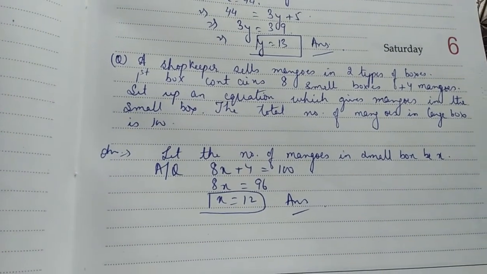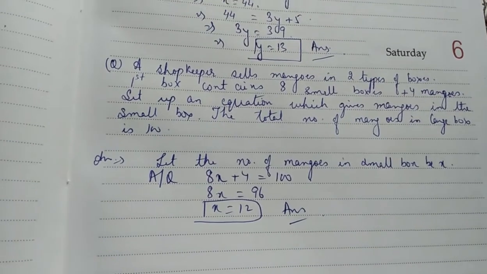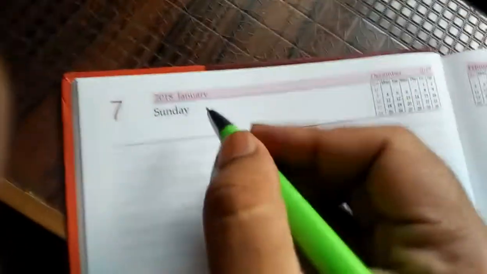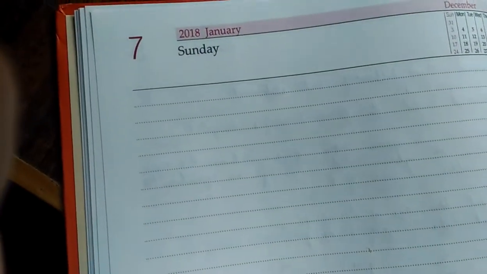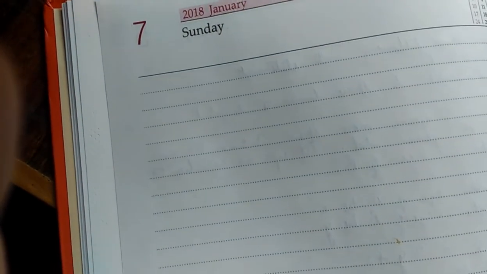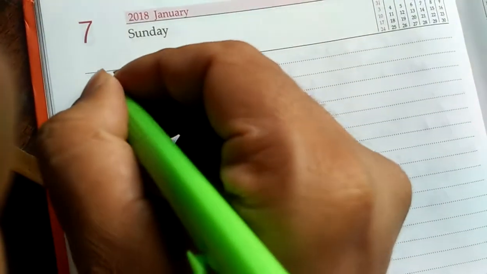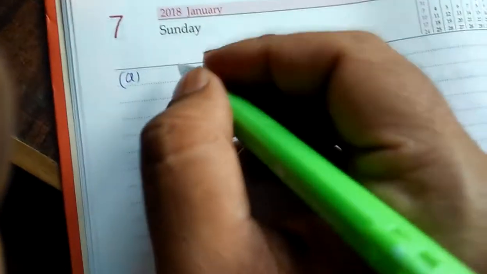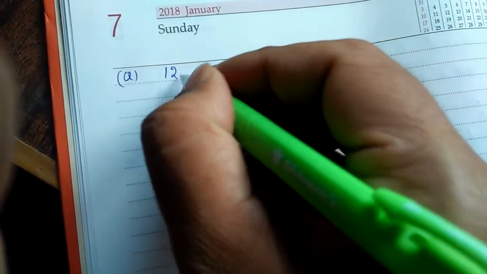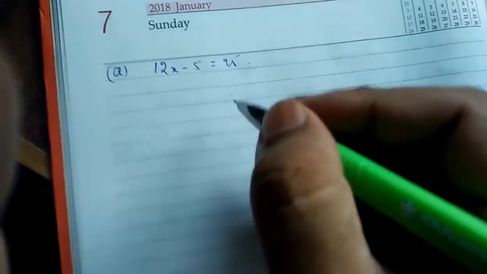So now I think we should move on to the next topic. Let's see what it is. So now, in order to understand these equations better, we will solve a few more questions. Let's understand few other concepts. They are extremely simple. Let's say we have 12x minus 5 is equal to 25. This is an equation we need to solve.